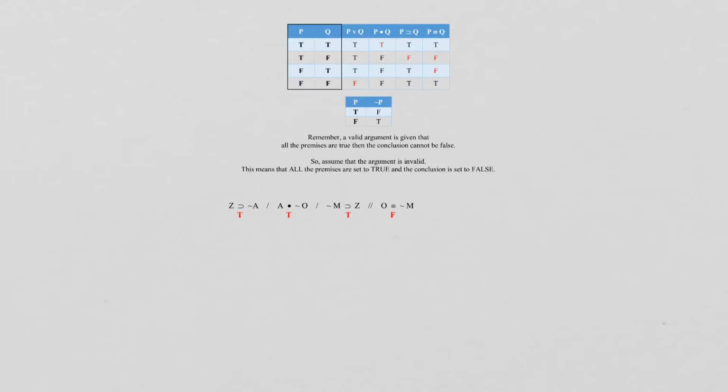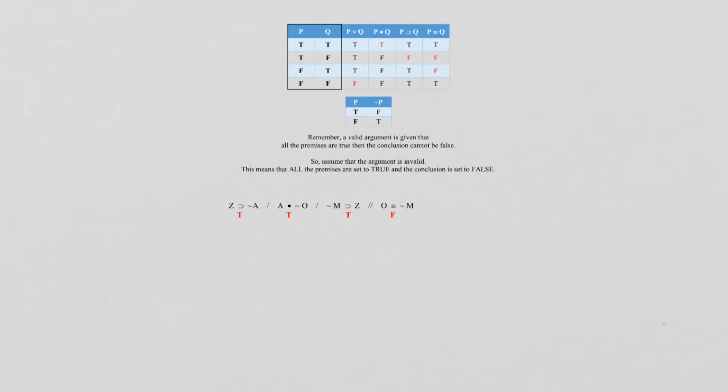You set it up, do your dashes between your premises, two dashes to say it's a conclusion. And what you're going to do is try to force it to be invalid. So that's why I have true, true, true, false, because we have 3 premises and 1 conclusion. If I can force this to be invalid, it will be invalid. If I can't, then it's valid. Okay, now how do you do that?